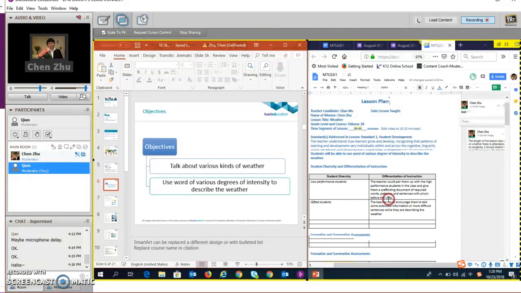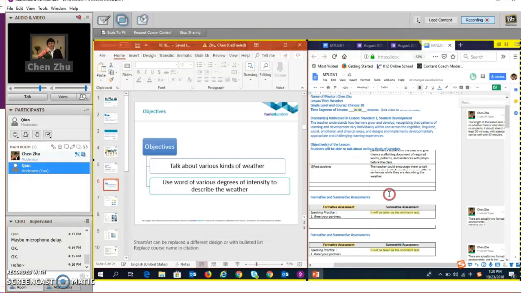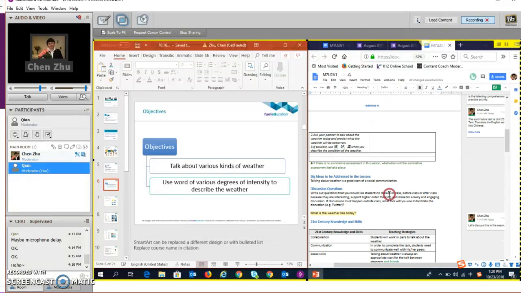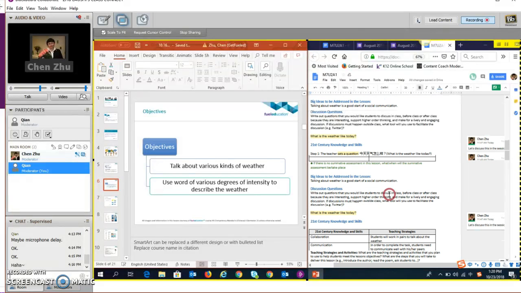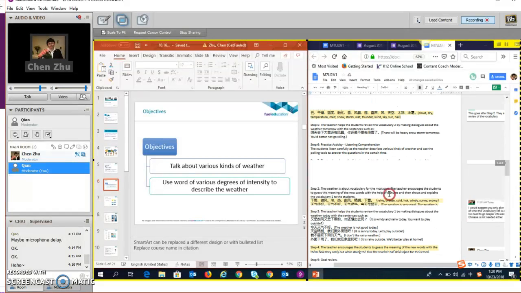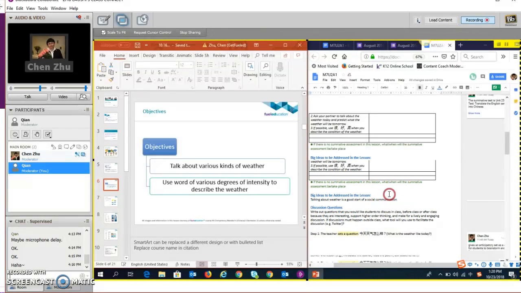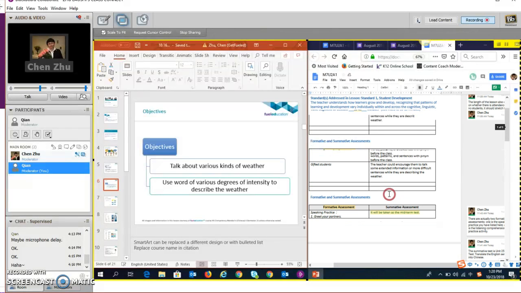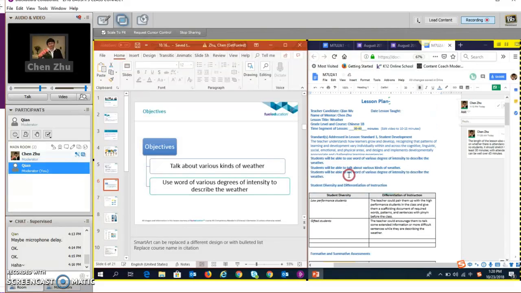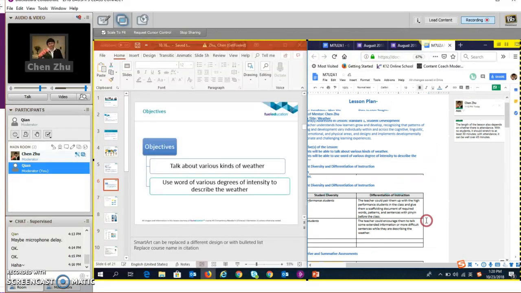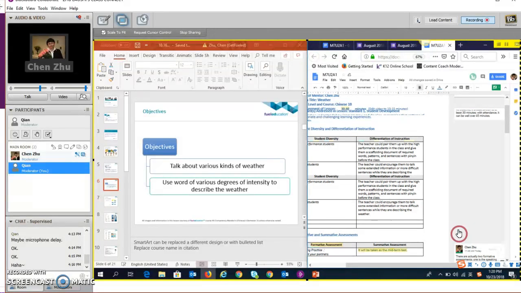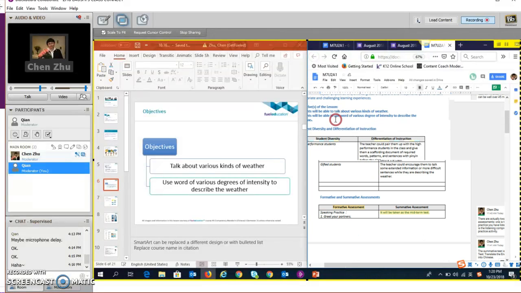You have the standard to be addressed. So I see the objective here. Let's see. Let me find. Oh yeah, objectives of the lesson. I have put a comment here. I don't know where it is now, but I did put a comment here.